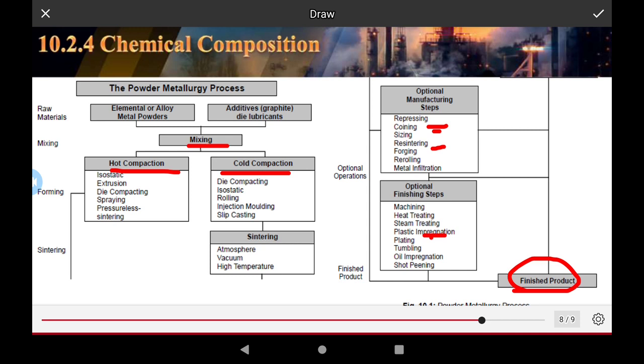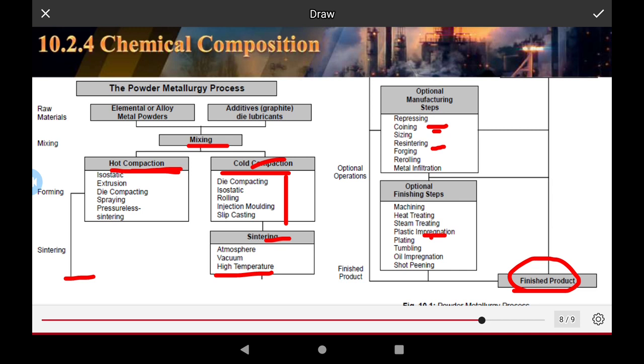They define the main components of the main part of the powder metallurgy in application of the mixing in compaction and the cold compaction. And the cold compaction is also used in this process, and the other is used for the sintering operation. The sintering of atmosphere, vacuum and high temperature in application of the sintering operation.